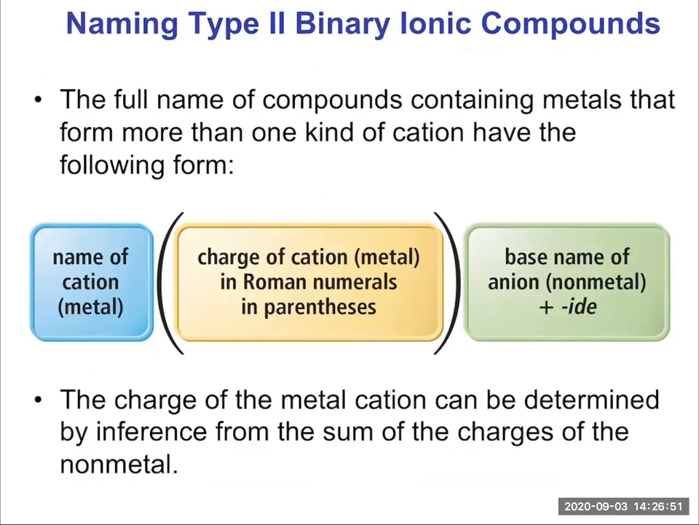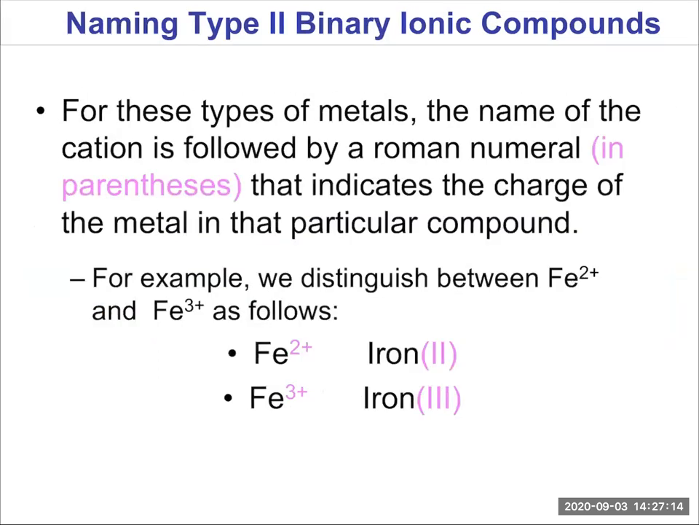The way we're going to do it is we still name the metal regularly, then you put in parentheses the Roman numeral representing the charge, and then you do the non-metal base and change the ending of the non-metal to -ide. So very similar, the only difference is that we're sticking the charge between the metal and the non-metal. For example, we will say iron 2, iron 3, and then we just name the non-metal ending it in -ide.